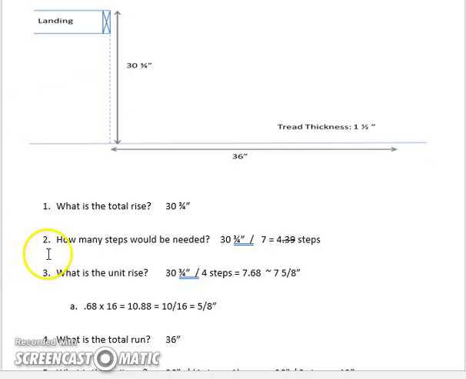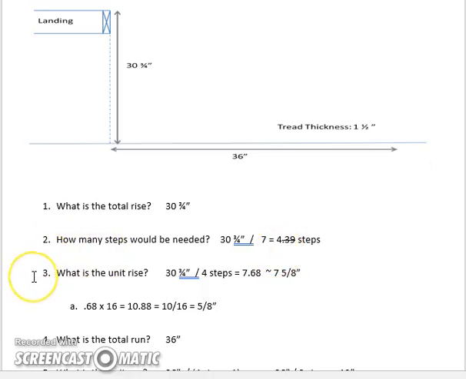Question number 2, how many steps would be needed? To figure this out, all you have to do is take the total rise, which we got in the first answer, 30 3/4, and divide that by 7, which gives us 4.39. You cannot have 0.39 of a step. So what we do is take that little bit of leftover and spread that out amongst every step. Instead of making every step a 7-inch rise, it will turn into 7 and something else. So really what I did right here was I struck through 0.39 and we end up with just 4 steps.